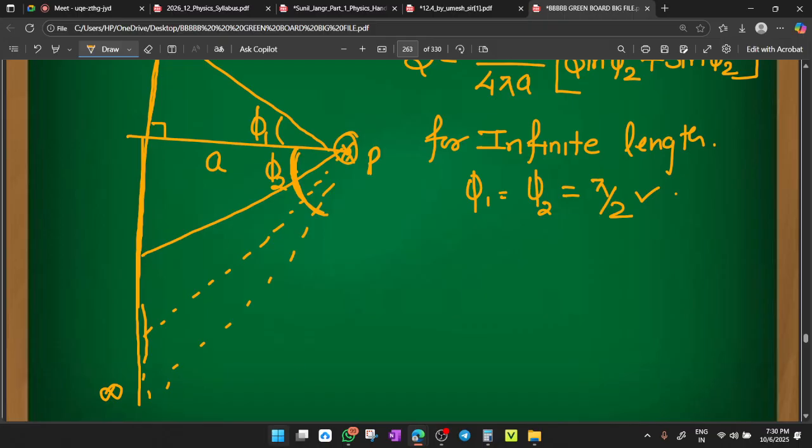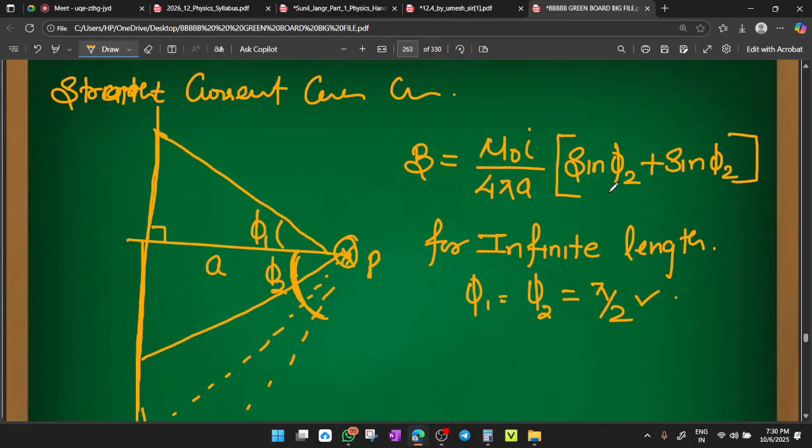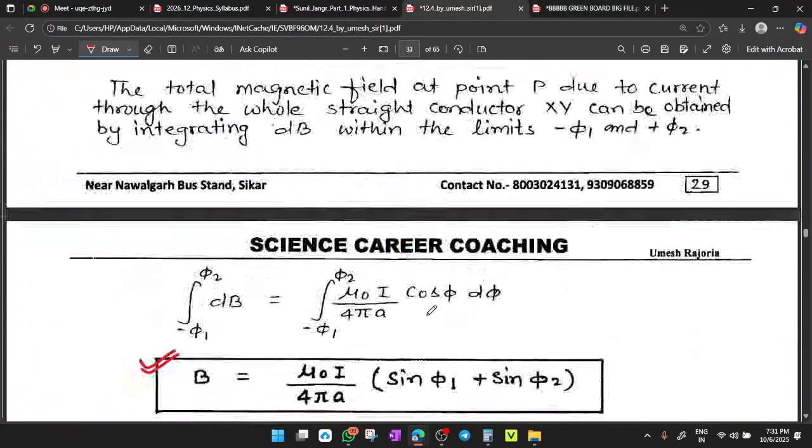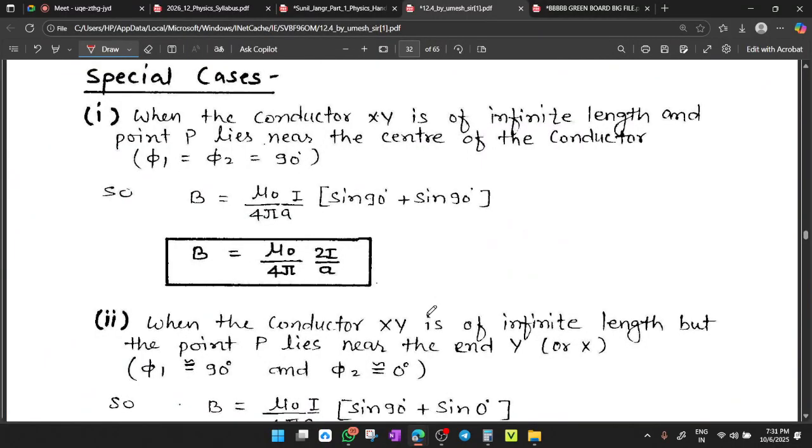Clear? So we can place here in the place of phi 1 pi by 2 and phi 2 pi by 2. Pi by 2 means 90 degrees, and sine 90 degrees equals 1. So 1 plus 1 equals 2. So B equals mu naught I upon 4 pi A multiplied by 2. The 2 cancels 2 times. So the answer equals mu naught I upon 2 pi A. Clear? So this is a very important derivation, and this is the derivation for the magnetic field for an infinite conductor.